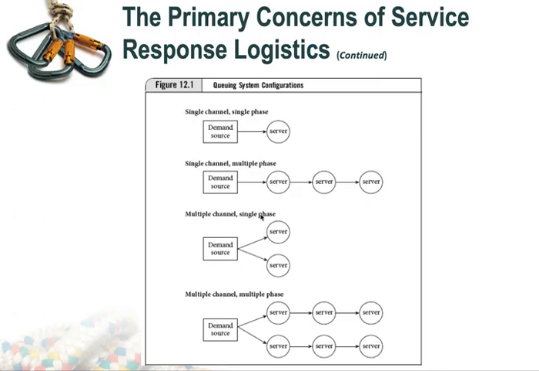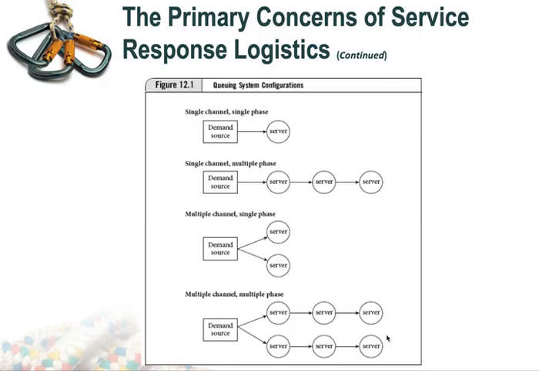And then multiple channel and single phase: this is multiple channels and a single process. For example, in a mini market where there is more than one cashier. And then multiple channel, multiple phase. So we have two multiple channels: this is line one and this is line two, and each line consists of more than one process, process one, process two, process three, and this is also process one, process two, process three.